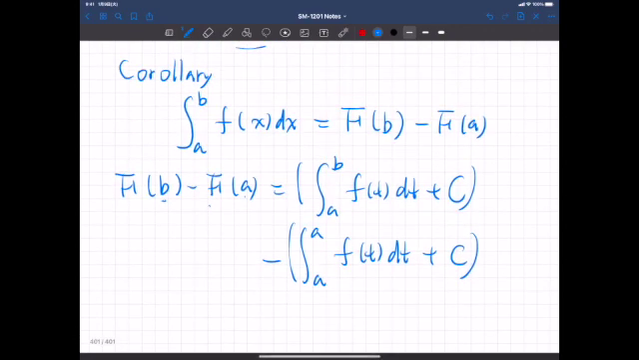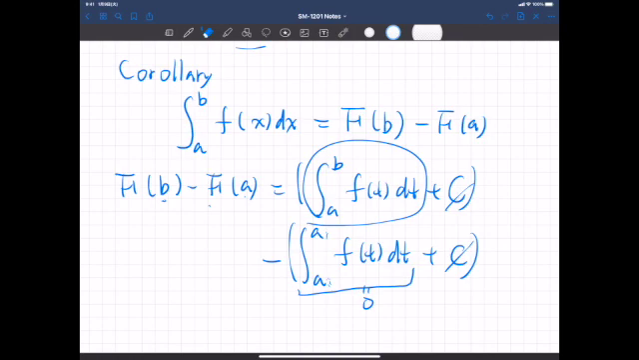But this latter integral is 0 because this interval contains only one point and the width is 0. So this is equal to 0, and this c will cancel. So after all, what's left is this part. Okay, so that is same as this integral.